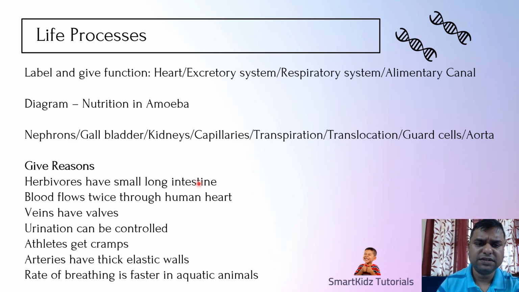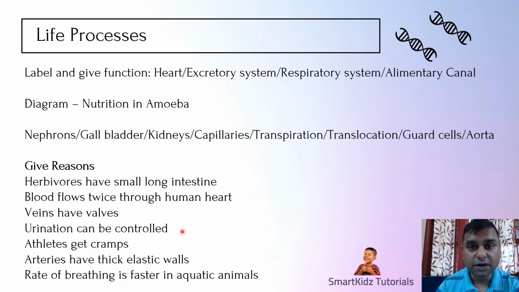Okay, these are straightforward questions, 1 mark questions that can come. Give reasons are the most favorite ones to come under life processes. And these are for 1 mark, but you can have 2 questions coming under give reasons in life processes. So some most frequently repeated ones are: herbivores have a long intestine, give reason. Blood flows twice through the human heart, give reason. Veins have valves, why do they have valves?